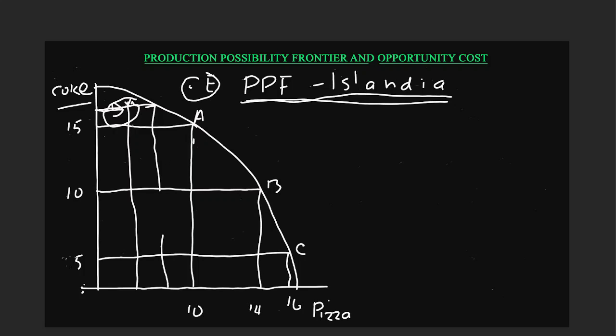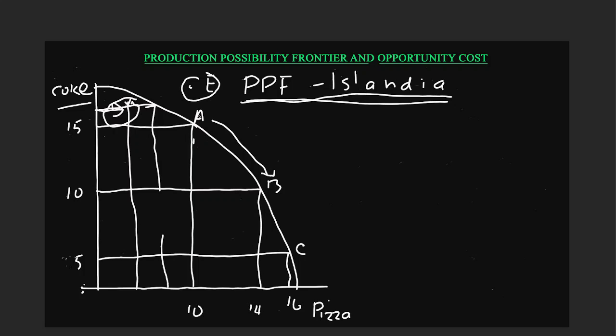Now, how does this indicate opportunity cost? Let's take point A, and let's say the country of Ireland says, we want to consume more pizza, but we know that on the production possibility frontier, you cannot have more without having to give up something, because they're already using all their resources. So in order to produce more pizza, they need to give up some Coca-Cola.